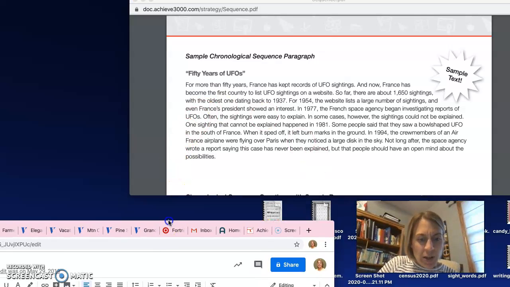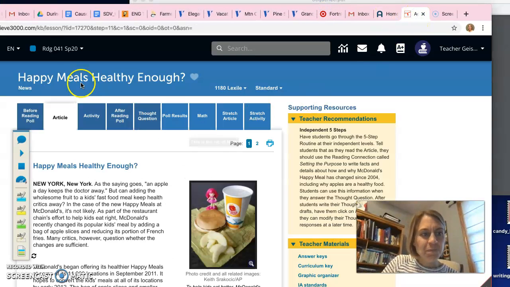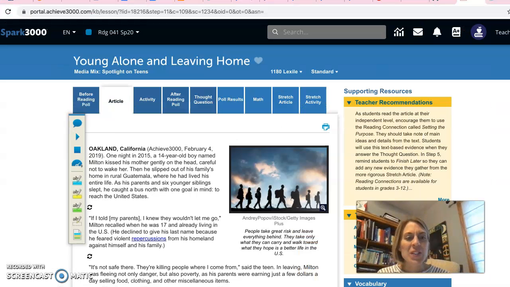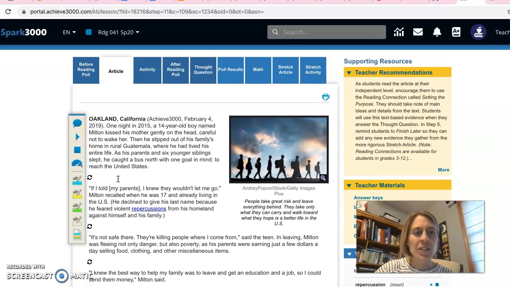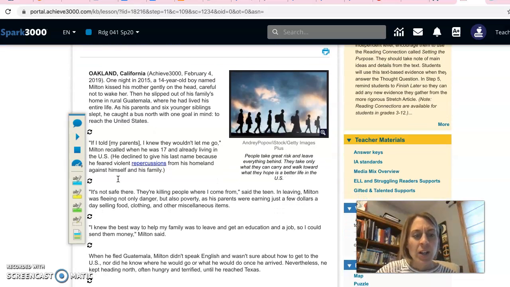I'm going to pull up this article. All right, so this is the article that we're going to take a look at and that you'll be assigned to do some reading with this week. This is called Young, Alone, and Leaving Home, and it's about a young boy who leaves his family in Guatemala and ends up in the United States.